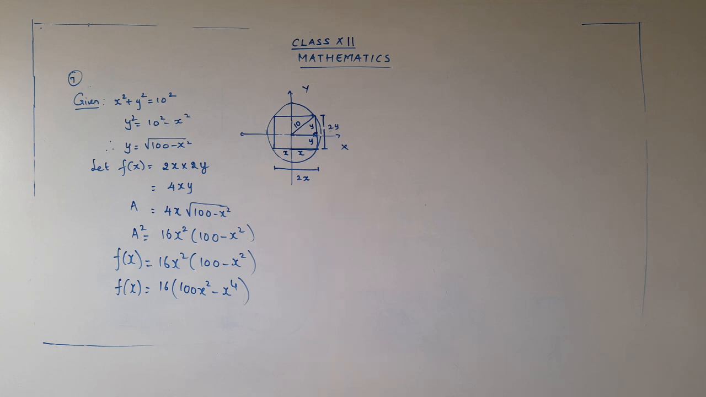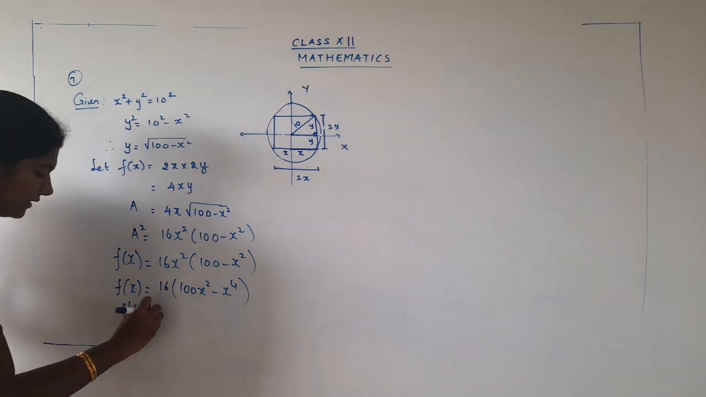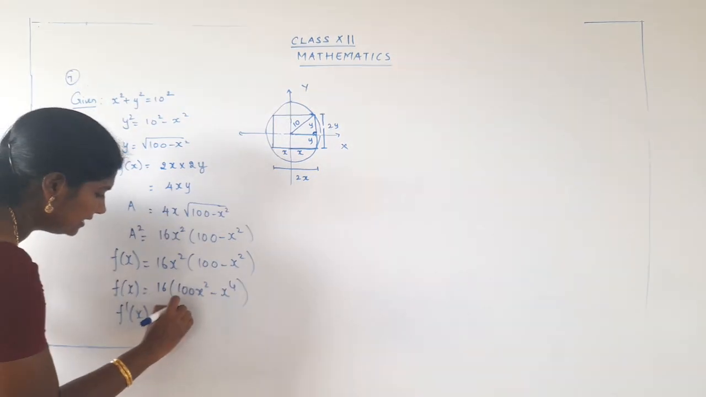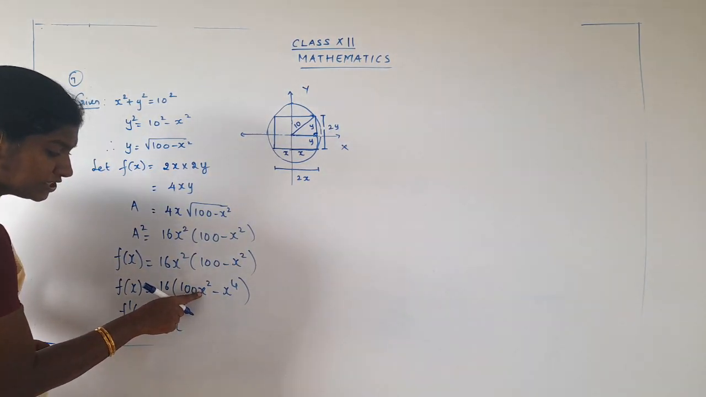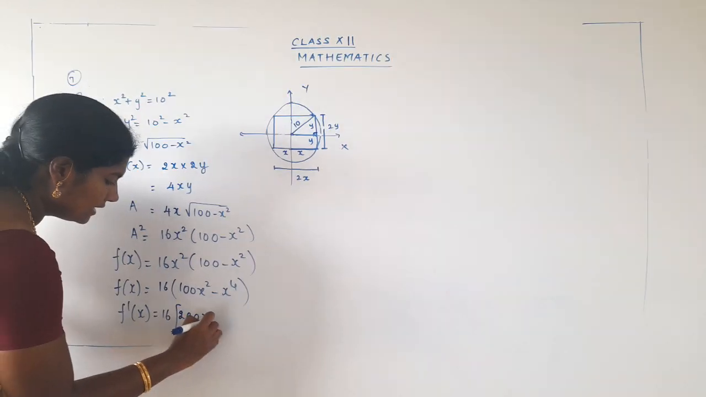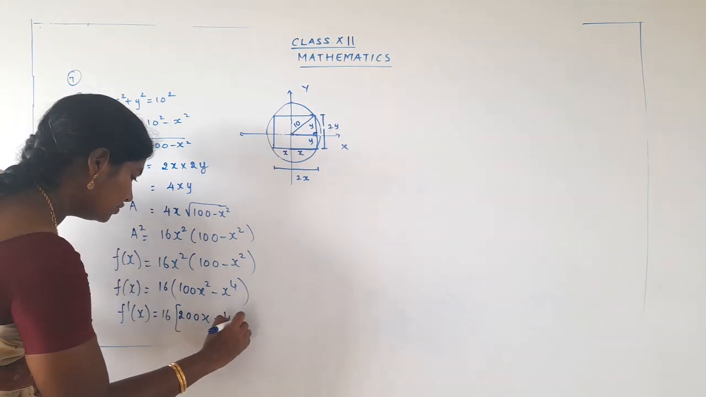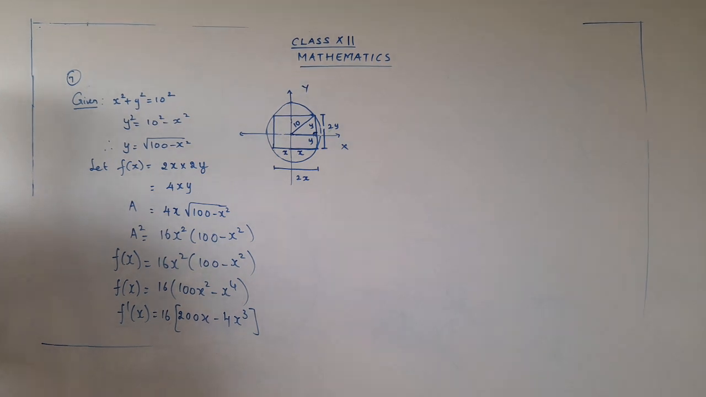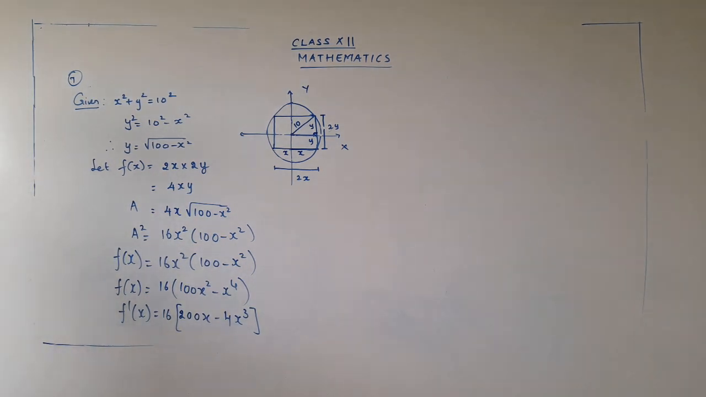Come on, do f dash x. Find f dash x. When you find f dash x, don't do anything to 16. Keep 16 as it is. Derivative of x square is 2x, so 2x into 100 will give you 200x. And derivative of x raised to 4 is 4x cubed. So we have found the answer for f dash x. It is 16 into 200x minus 4x cubed.